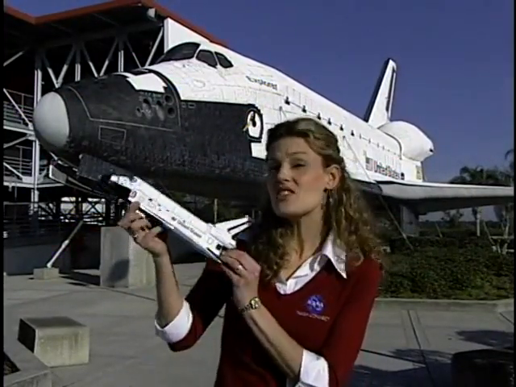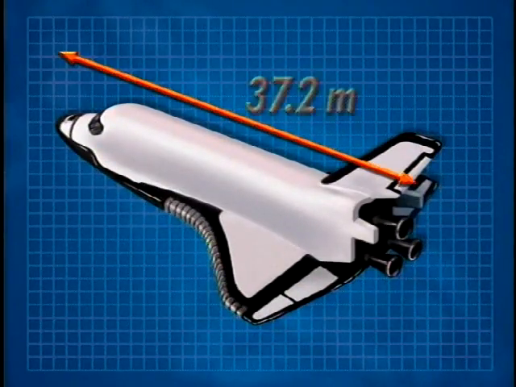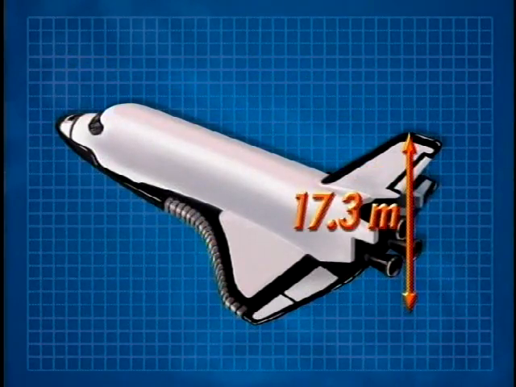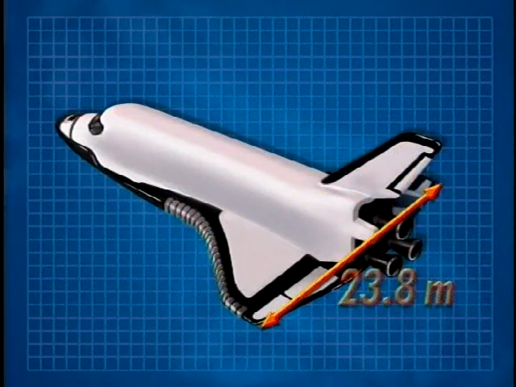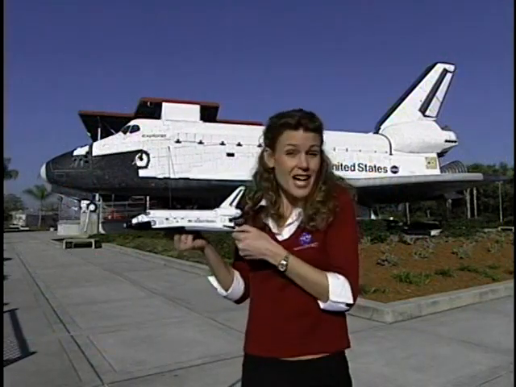So guys, are you still having trouble trying to understand scaling? Okay, well, let's look at another example, this time using a scale model. Right behind me is a replica of the space shuttle. And this right here is a scale model of the space shuttle. The actual space shuttle has a length of 37.2 meters, a height of 17.3 meters, and a width or wingspan of 23.8 meters.